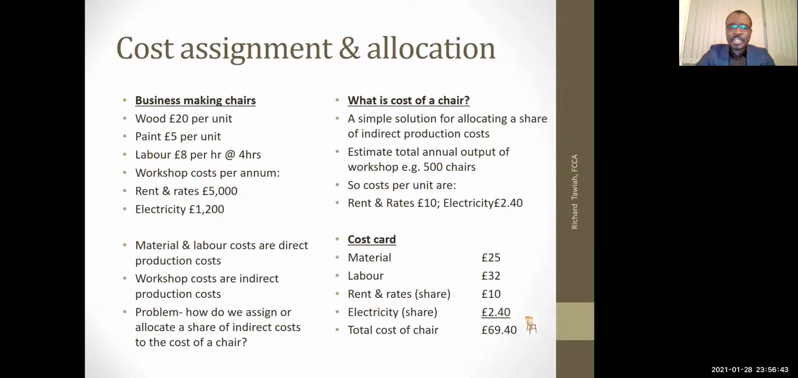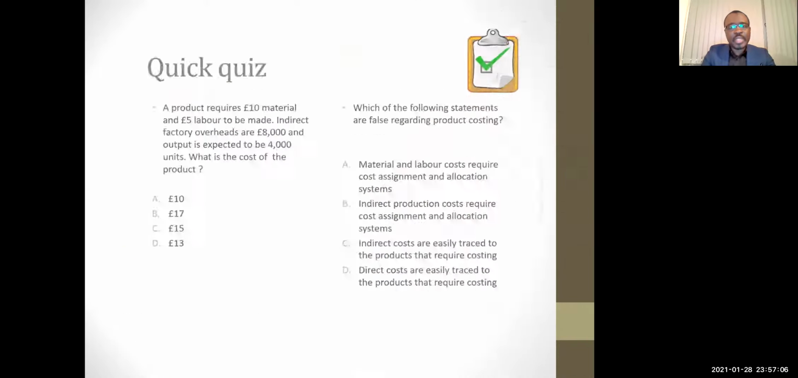Easy. So in this case, when we want to find the total product cost, we add the direct materials and the labor, and the materials are made up of the wood and the paint. Okay, these are all direct costs. Labor is also a direct cost. And then we add the share of the indirect cost, which is the rent and rates, and then the electricity, which we found. Quite easy to work out.